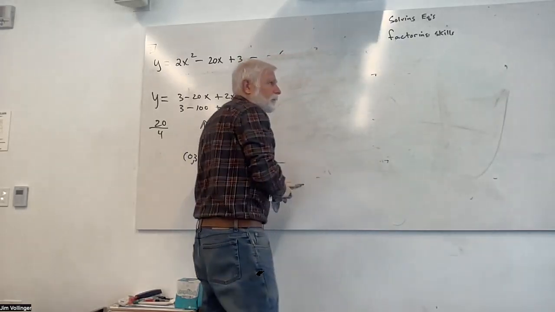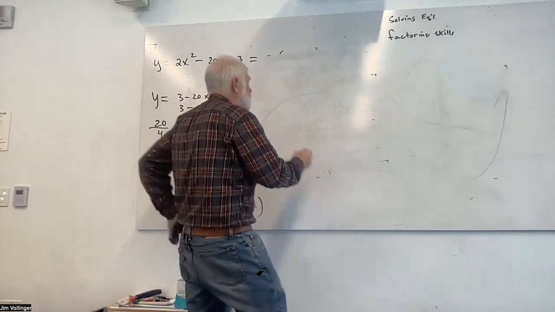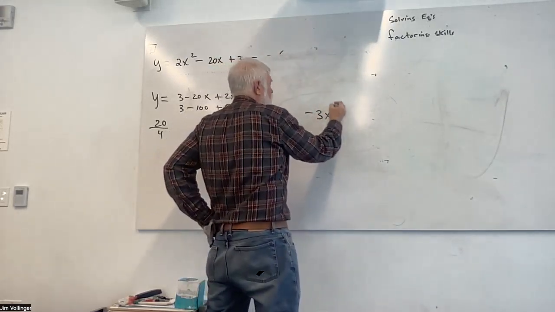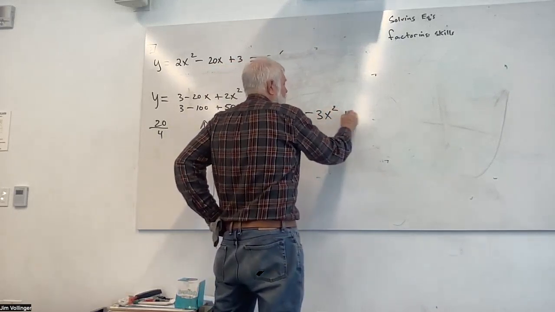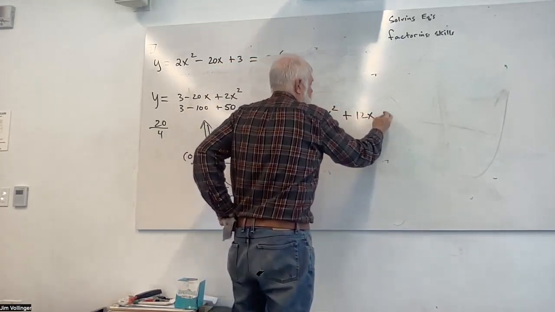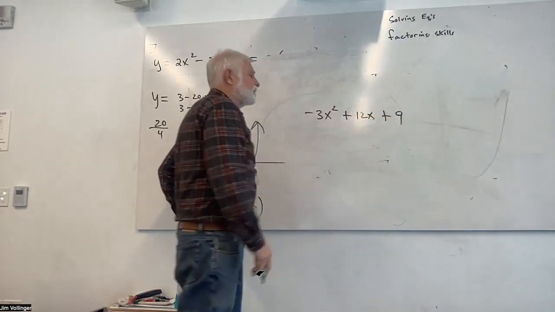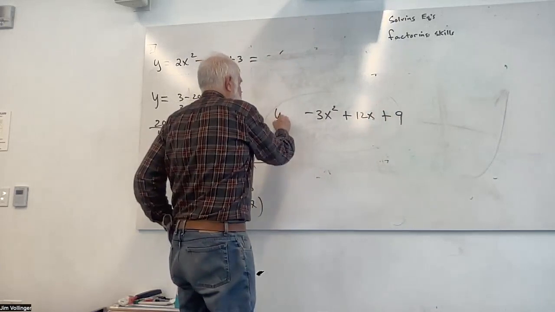First one I'm going to give you. See if I'm missing anything here. Let's do a negative. Minus 3x squared. Let's keep it simple. Plus 12x. And let's do plus 9. All right. That's a quadratic.